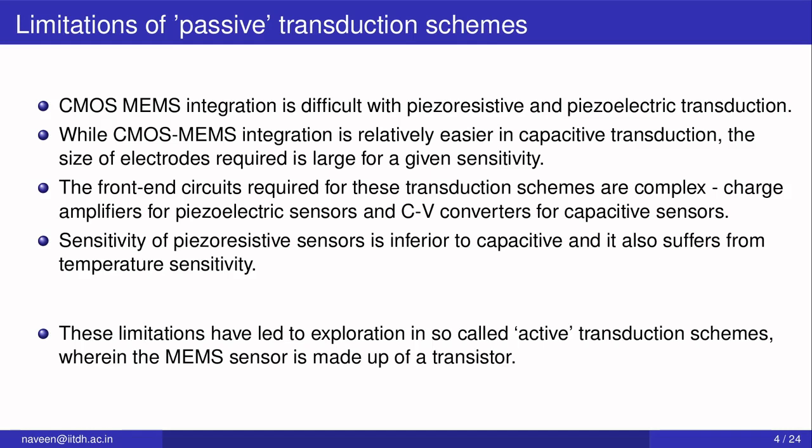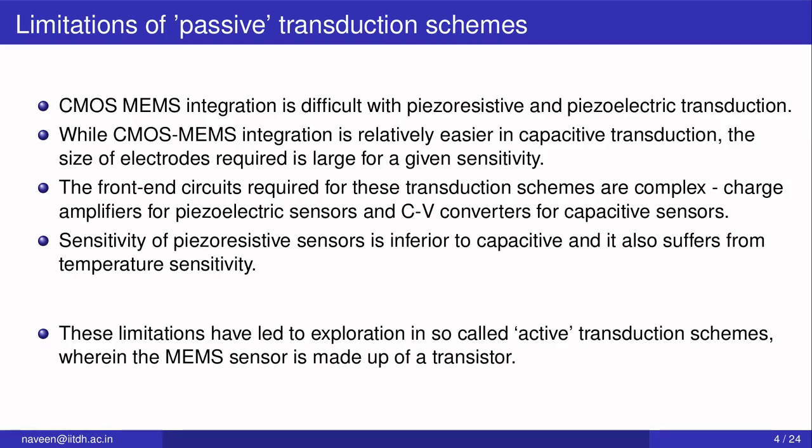When it comes to piezoresistive, the kind of interface electronics required is a little simpler, because all that you generally need is a Wheatstone bridge and some kind of a low noise, low offset amplifier chain to detect the change in resistance. However, the sensitivity of piezoresistive sensors is generally inferior to what you get from capacitive, and it suffers from temperature sensitivity also. So most of the commercial accelerometers we see in the market today are by and large dependent on capacitive transduction.